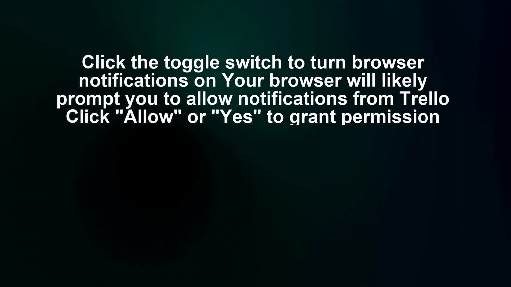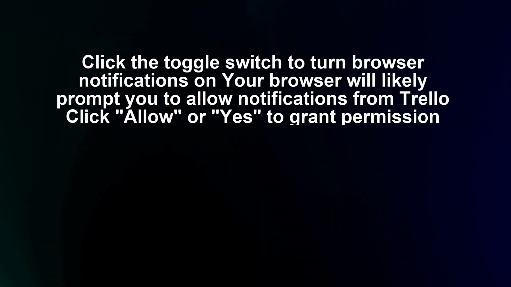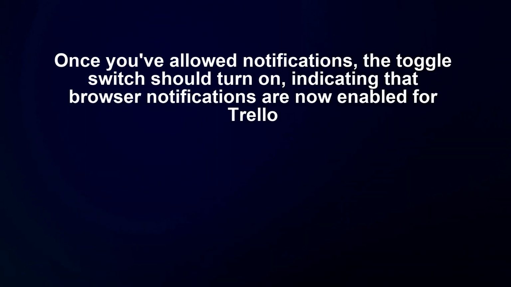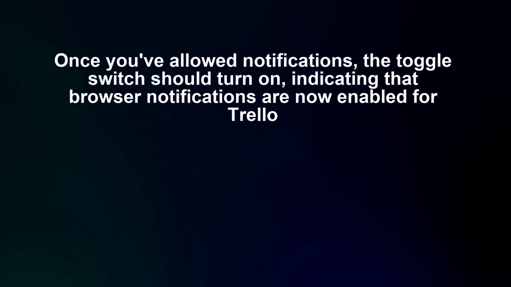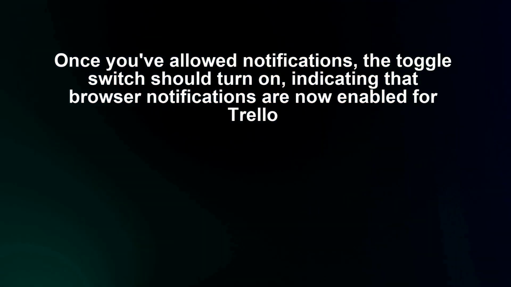Click the toggle switch to turn browser notifications on. Your browser will likely prompt you to allow notifications from Trello. Click Allow or Yes to grant permission. Once you've allowed notifications, the toggle switch should turn on, indicating that browser notifications are now enabled for Trello.